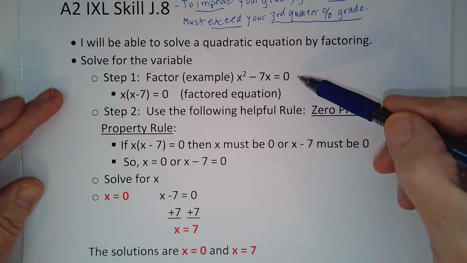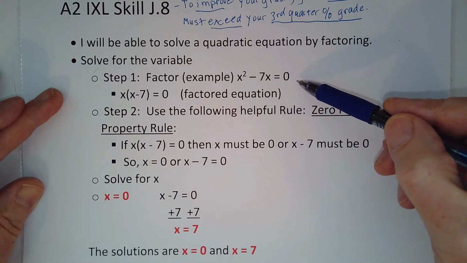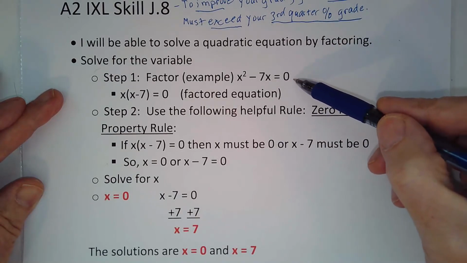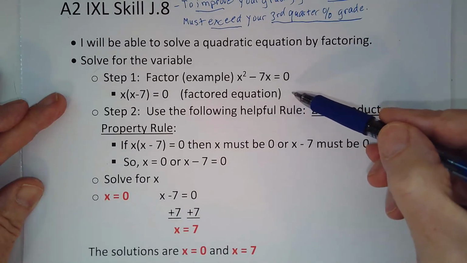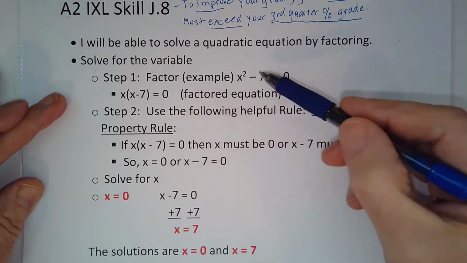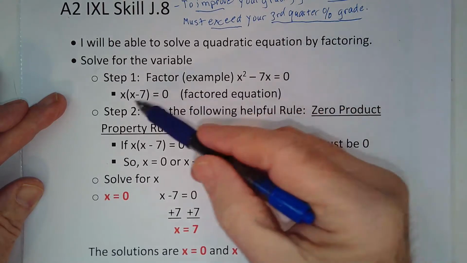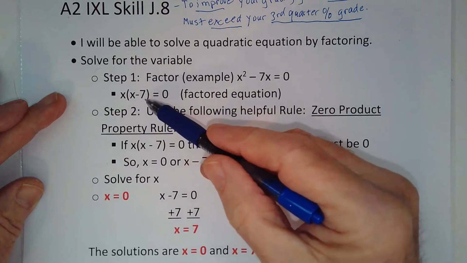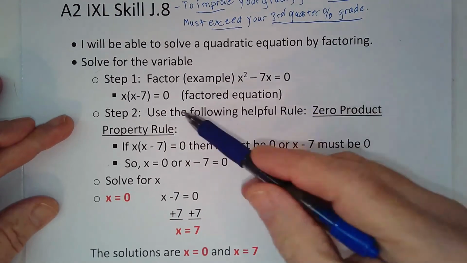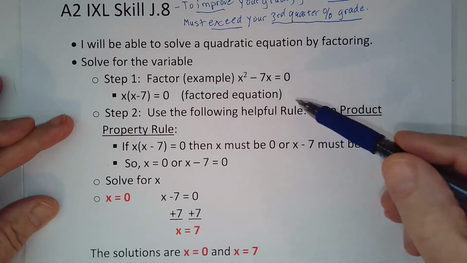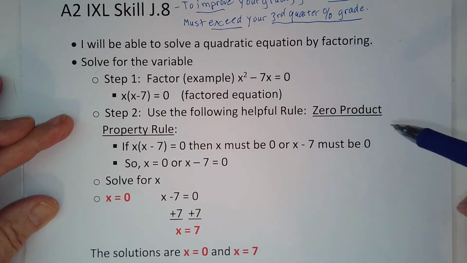So step 1, we give you an example. We want you to factor x squared minus 7x equals 0. So here's an example now of the factored equation. It isn't just the example, it's what it would actually be. If you factored x squared minus 7x equals 0, you would get x times (x minus 7) equals 0. That's the factored form.